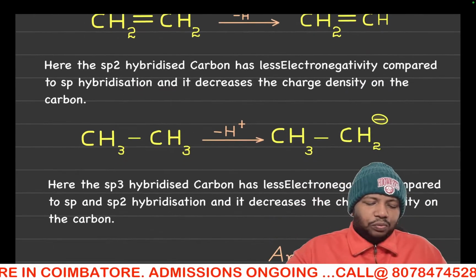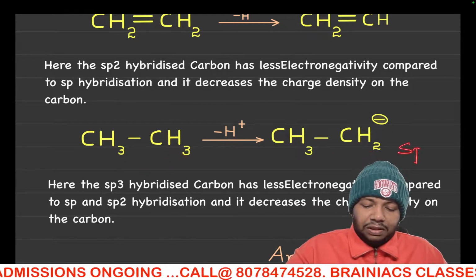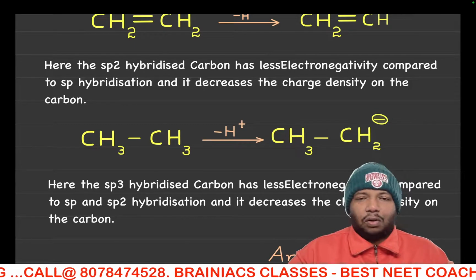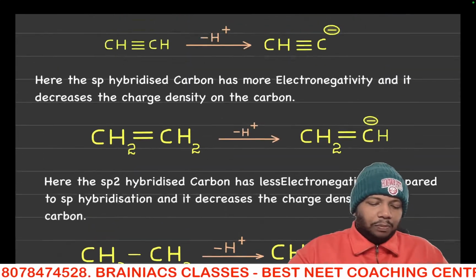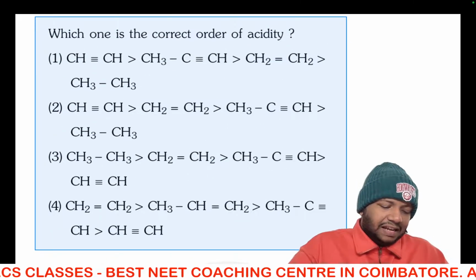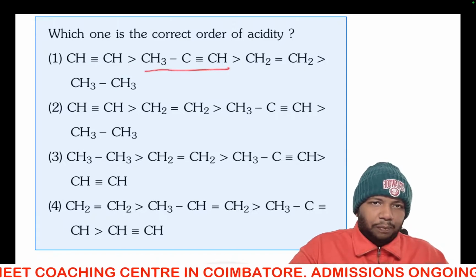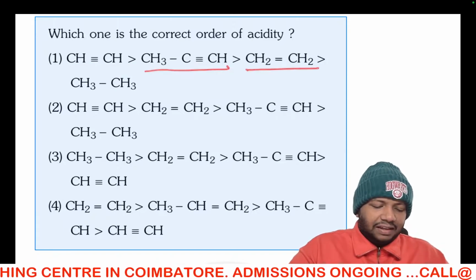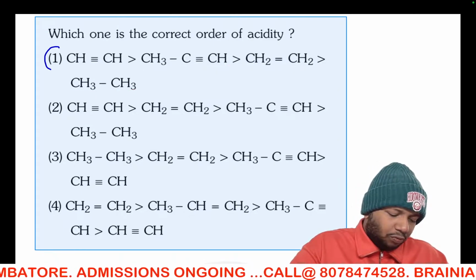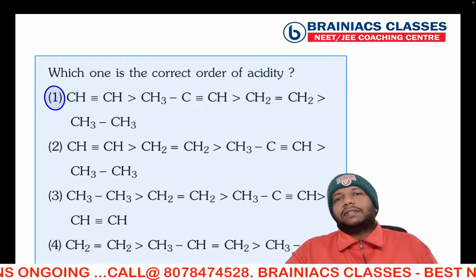Okay, then comes finally our alkane. In alkane's case, the hybridization is totally sp3, which is very less electronegative. So I can say it is not at all acidic actually. So what would be our best order? Can you tell? So I can say the highly acidic compound is this one, ethyne, then comes this one, propyne, then ethene, then only alkane will come. So my answer would be option 1. Any doubt? I hope it is clear for you.